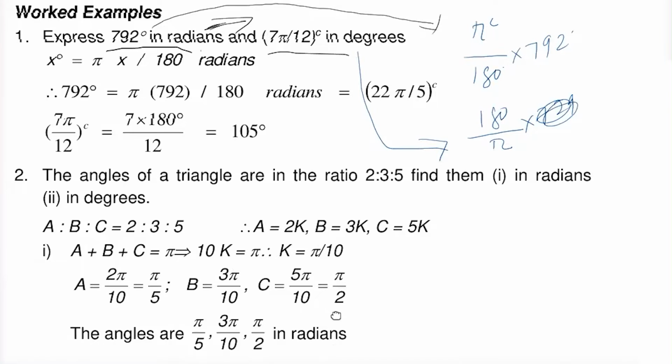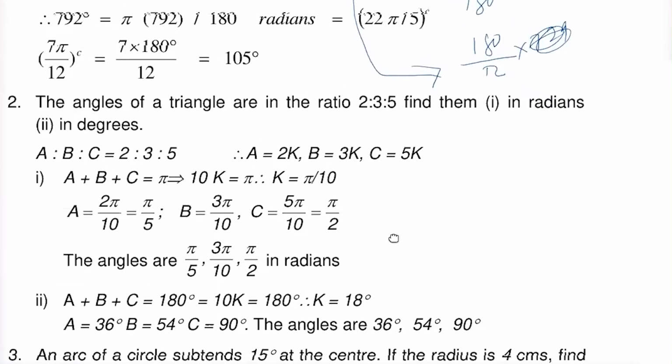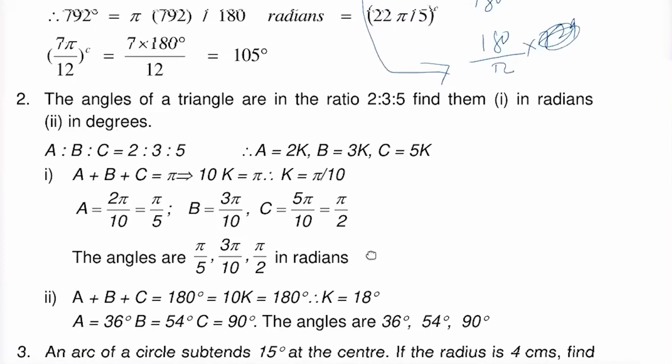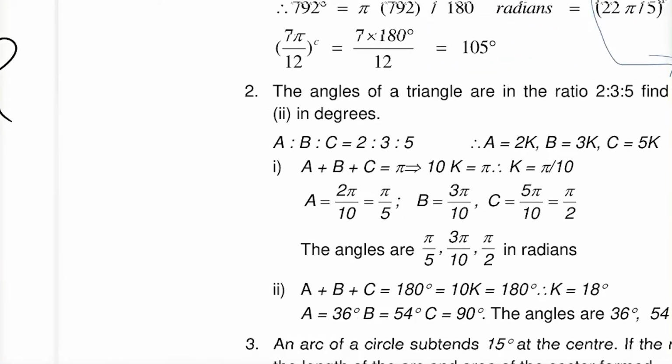So the next question is, the angles of a triangle are in the ratio 2, 3, 5. Find them in radians and in degrees. I think everyone knows that in any triangle, the sum of angles is always, let's say the angles are x, y, z, so x plus y plus z is always 180 degree. Okay.